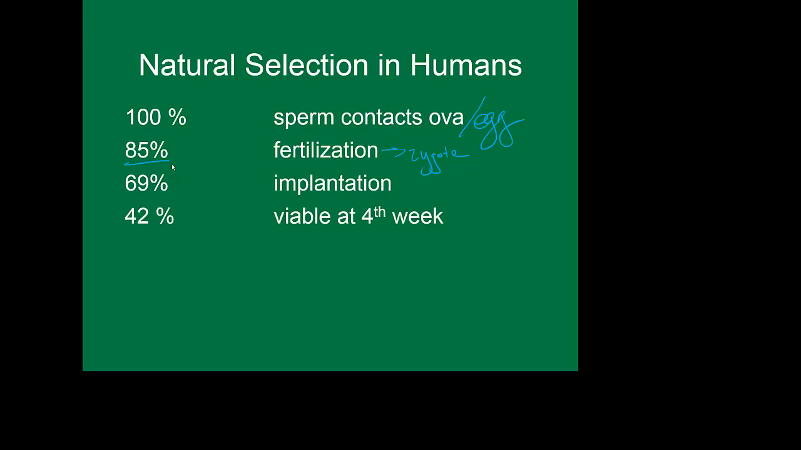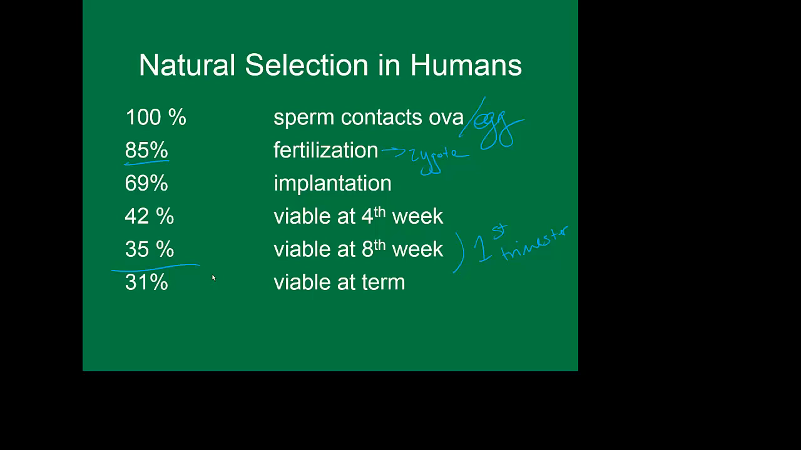Viable at the 4th week, we're down to 42%, okay? At the 8th week, 35%. So this would be kind of first trimester, right? And they encourage folks not to talk too much about being pregnant until after their first trimester. This is why you're only actually going to have a viable offspring 1/3 of the time based on our stats here. 31% will actually still be viable at term and be a strong birth.